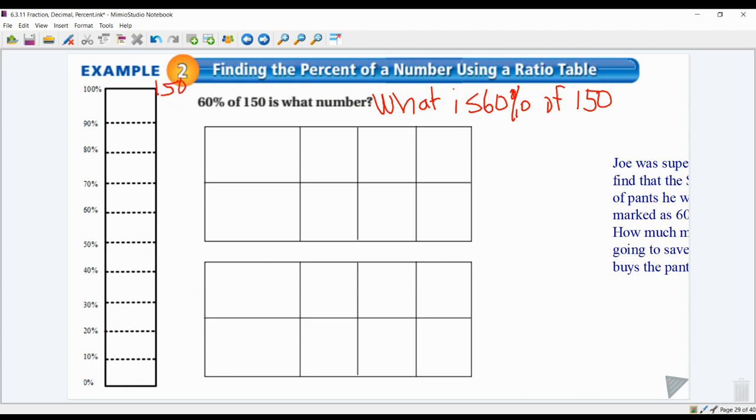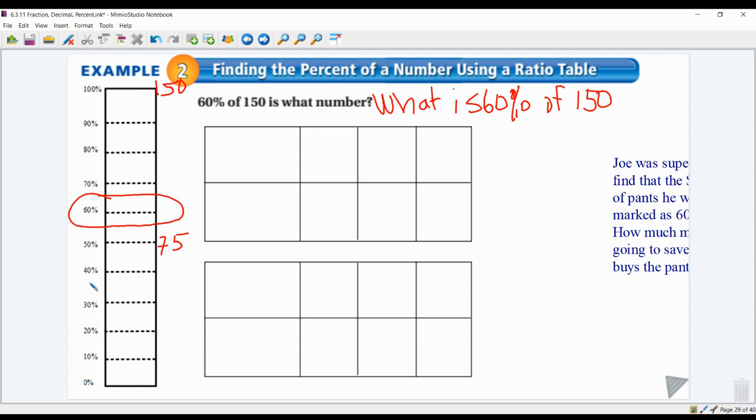And then I could start breaking things in half. I typically do that. Half of 100 is 50. Half of 150 is 75. But now I notice maybe that's not going to be super helpful. Maybe I should start trying to figure out if I need to get the number here that's 60%.